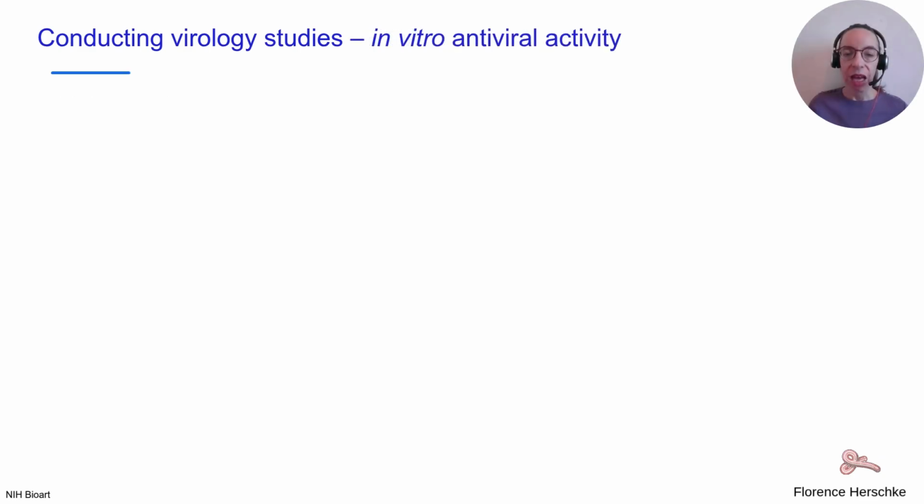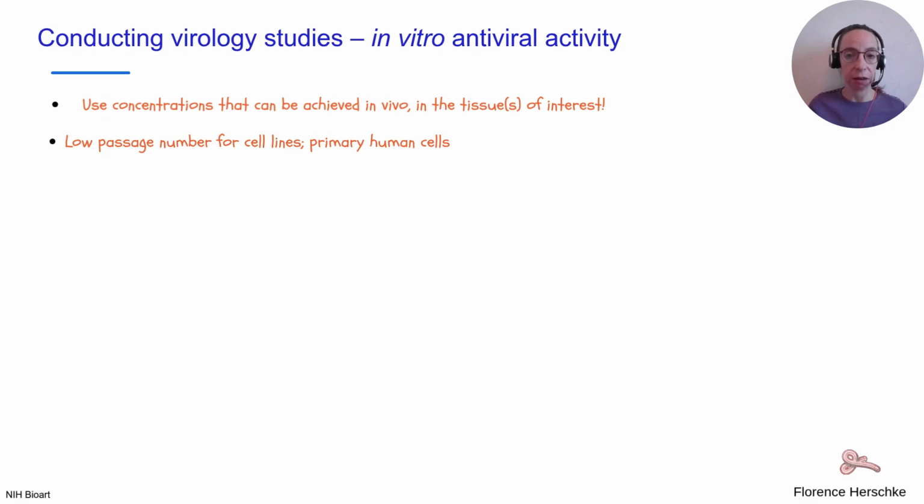Here, the advice is to not directly use resistance mutations, as they can sometimes occur far away from the binding site. A next set of FDA recommendations is on in vitro antiviral activity. Here, make sure to use concentrations that can be achieved in vivo in the tissues of interest. So not only in blood, but in the actual target tissues if the virus replicates there. So you need to have an idea of the PK of the candidate.